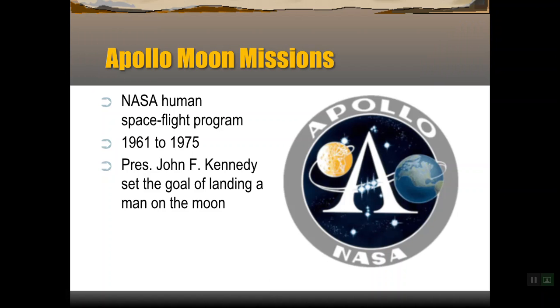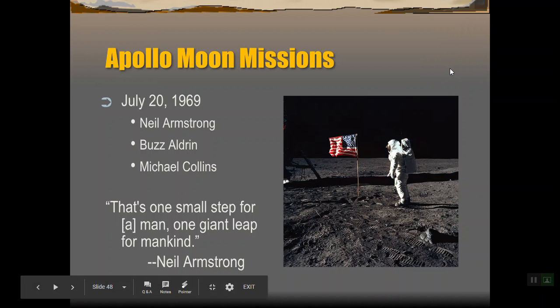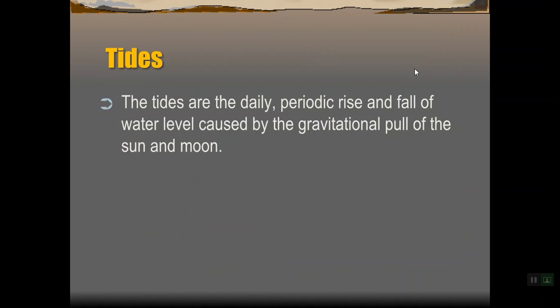The Apollo moon missions landed the first man on the moon. They lasted from 1961 to 1975, and the first man on the moon was Neil Armstrong, and that happened on July 20th, 1969. Another thing to note about moons is that moons cause the tides.